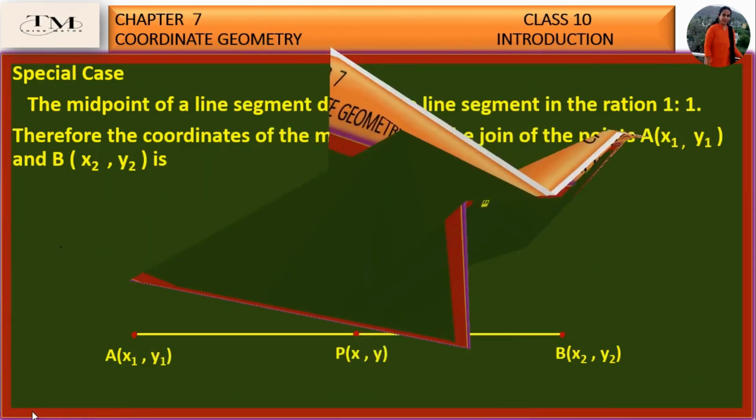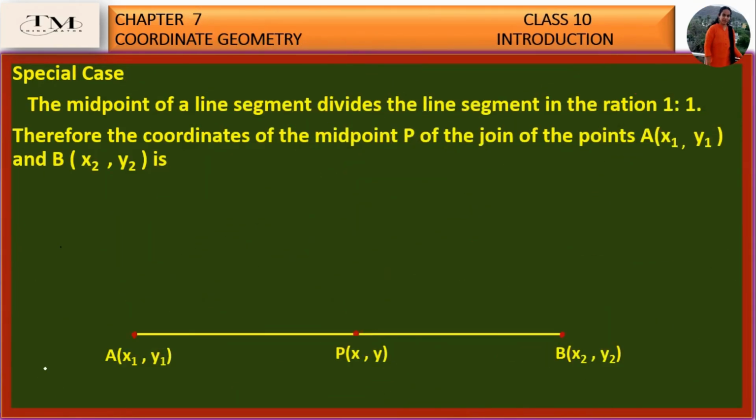So moving on to the next topic. There is a special case. What is that? The midpoint of a line segment divides the line segment in the ratio 1 is to 1. So P is the midpoint of AB. This midpoint divides AB in the ratio 1 is to 1. So both will be in equal half. So AP distance and PB distance will be equal. So this ratio will be 1 is to 1.